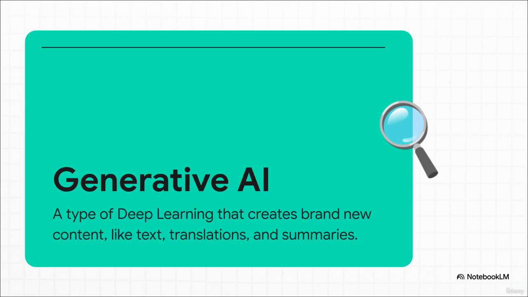And that brings us to the star of our show, generative AI. See, this is a type of deep learning that doesn't just analyze or categorize things. It actually creates brand new, totally original content. This is what lets an AI write that email for you or brainstorm that social media post from scratch.